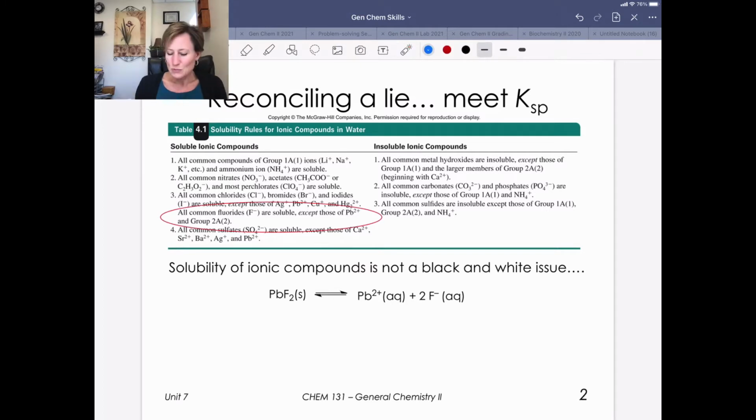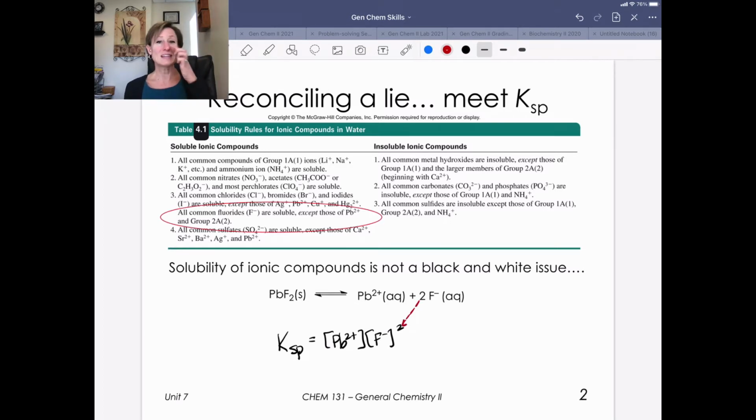So just like we did anytime we had an equilibrium before, we can write an equilibrium expression. The equilibrium expression here is going to be called KSP, and that SP stands for solubility product. So we're multiplying together the solubility of the ions that we have. So in this case, we're going to have lead and then fluoride, making sure we remember to square it.